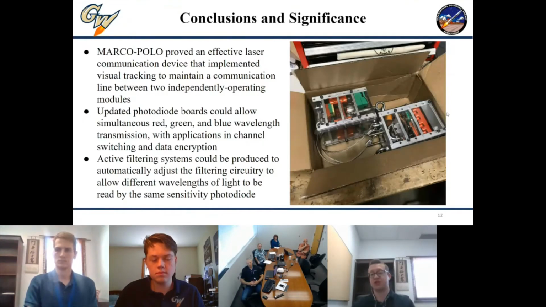And this could potentially allow for different wavelengths of light to be read correctly back by the same photodiode receiver. So although photodiodes have a certain sensitivity, we could effectively change how the signal was filtered to bring it back to a digital signal that can be correctly read on a microcontroller.